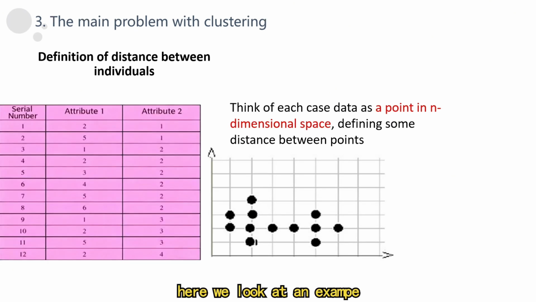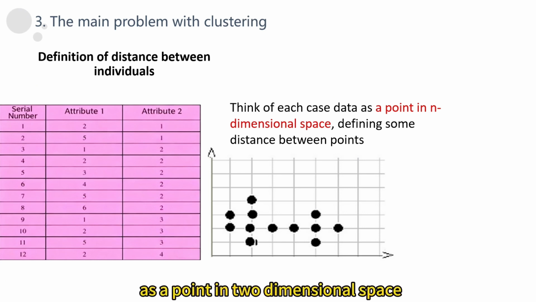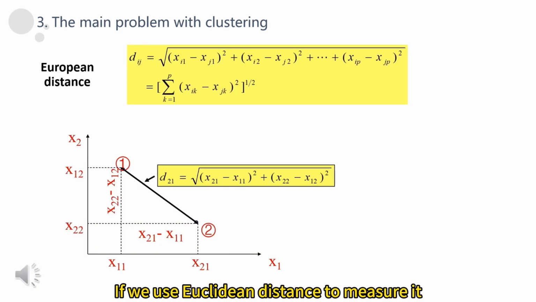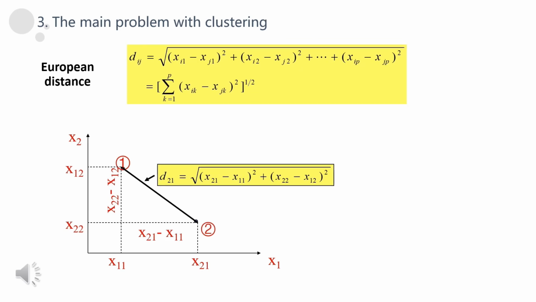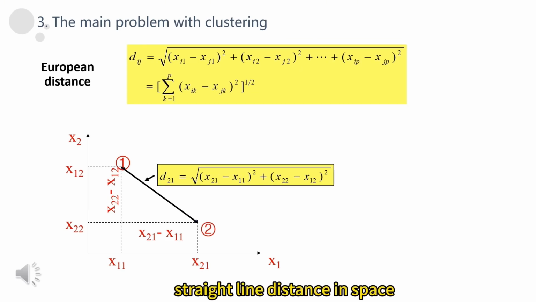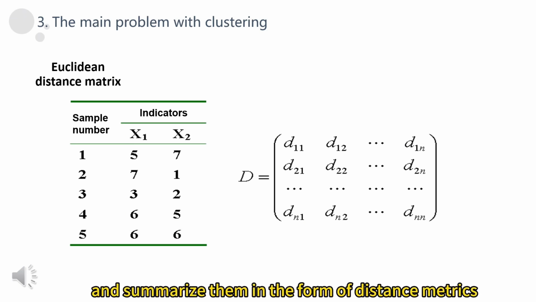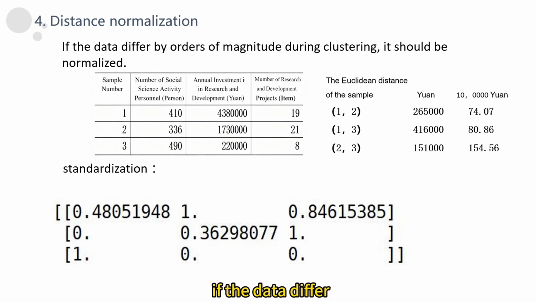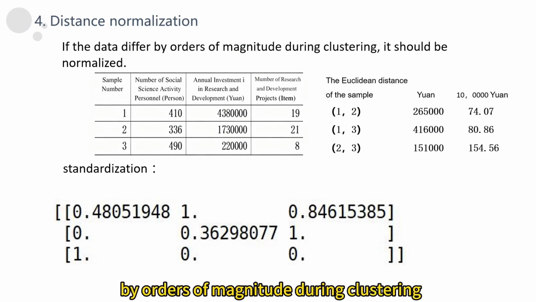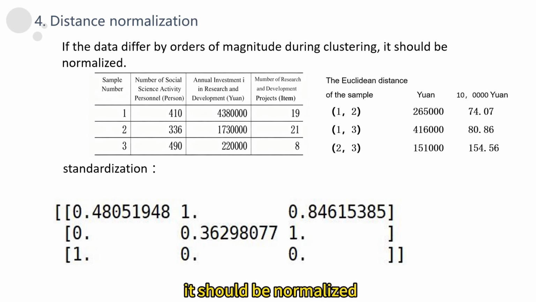Here we look at an example. Think of this case data as a point in two-dimensional space. Define some distance between points. If we use Euclidean distance to measure it, we calculate the straight line distance in space between the two sample points. With these sample points, we can calculate the distance between each pair of points and summarize them in the form of a distance matrix. If the data differ by orders of magnitude during clustering, it should be normalized.